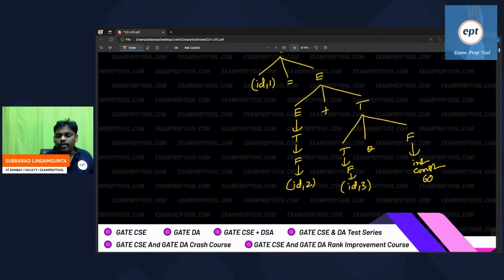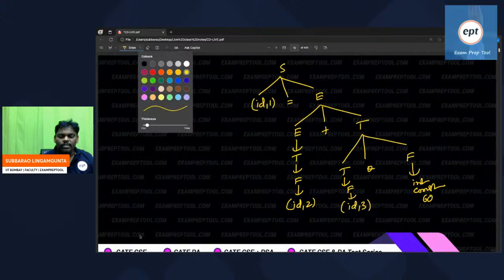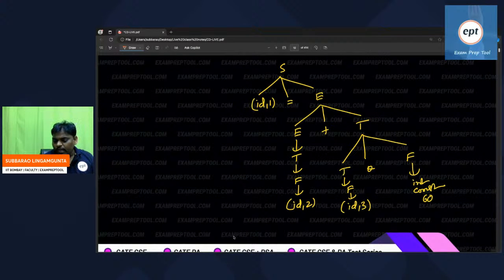Now everyone observe. No need to think much, try to get as much as possible. Can anyone help me? Assignment operator. What is the left side? ID1. Can you say what the ID1 type is? Assignment operator, left is ID1. What is the ID1 type? It is a token. Using the token, can you go and see the table?